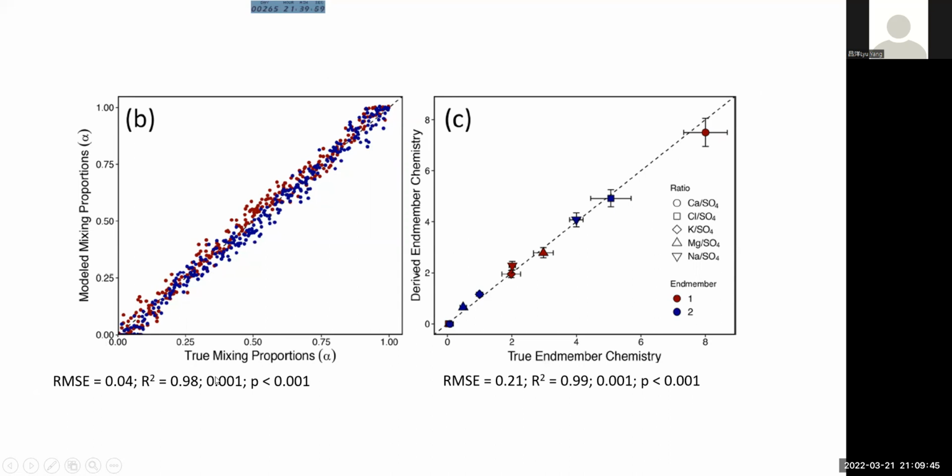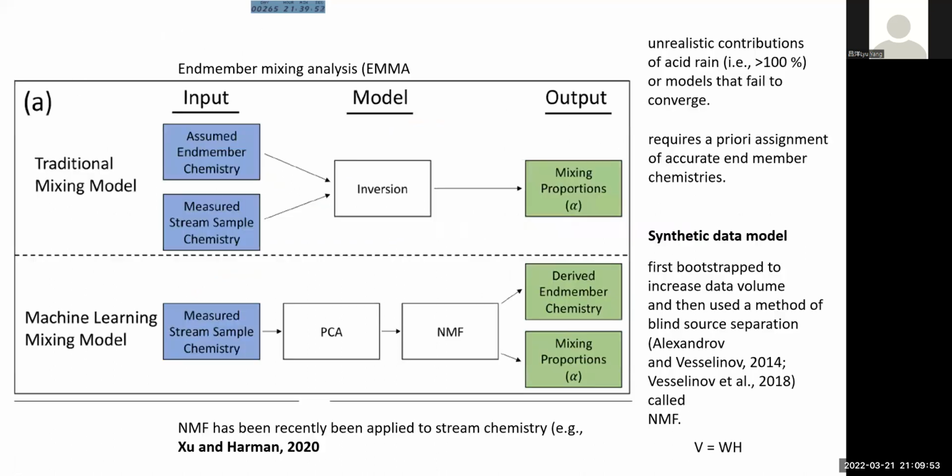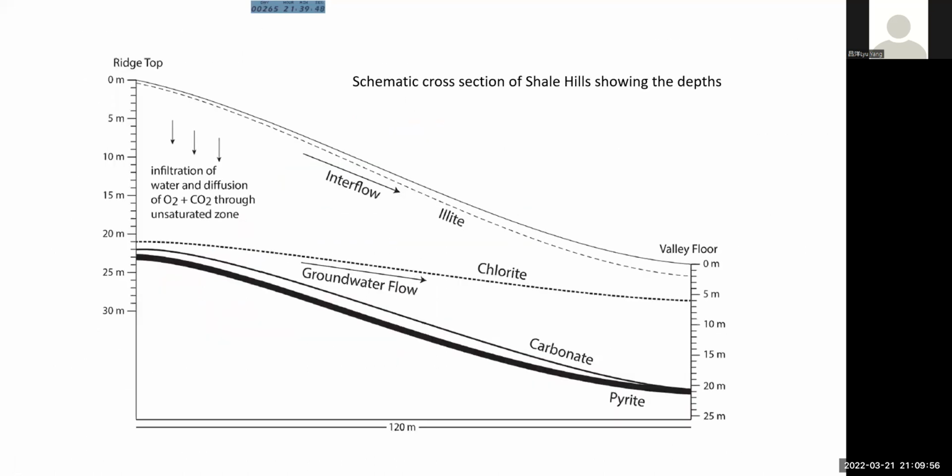After they established that this model works, they tried to apply it on three well-studied watersheds. Before applying it, they took into consideration the lithology of the area, what parameters we already have, or what constraints have already been placed on that watershed by previous studies. For that purpose, they took this schematic cross section of Shale Hills to understand the lithology of the area.